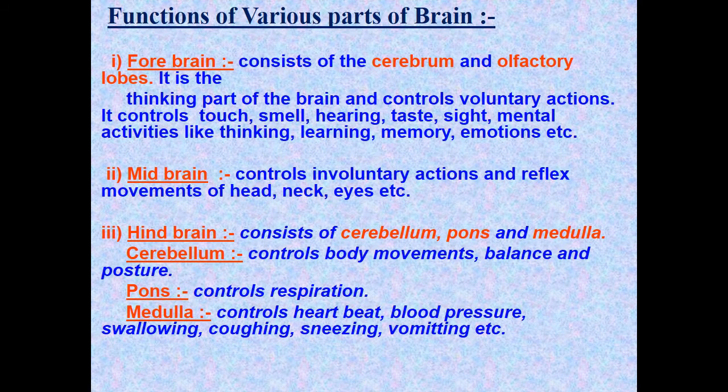Now the functions of different parts of the brain. The forebrain consists, as I told you, of the cerebrum and olfactory lobes, and this is the thinking part of the brain which controls voluntary actions, and touch, smell, hearing, taste, sight, and mental activities like thinking, learning, memory and emotions.